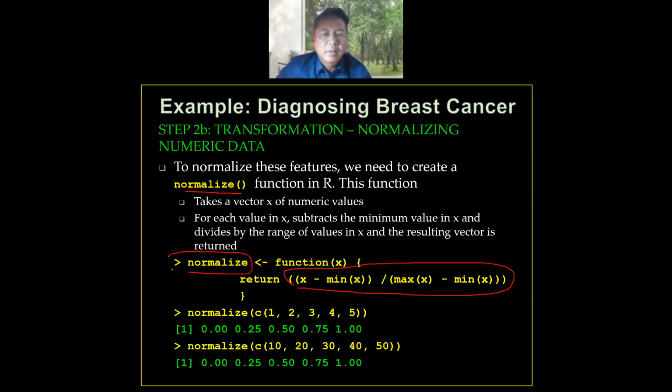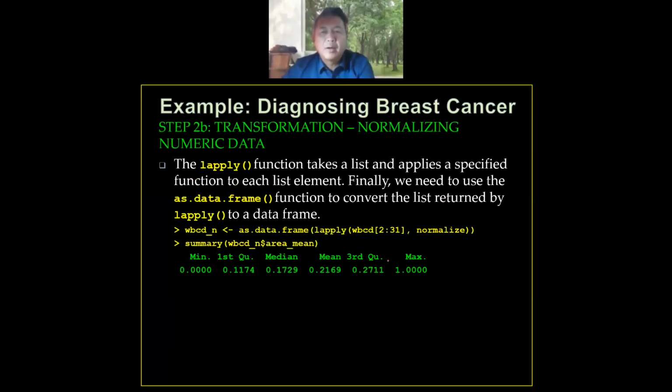So we have this function now. When we normalize this range of values, it will give you these values. Notice that the range of values falls within 0 and 1, similar to here. So this is just to verify that the normalization function is okay. This is how we define the function, and then we want to apply that particular function. We want to normalize all the values from column 2 up to 31.